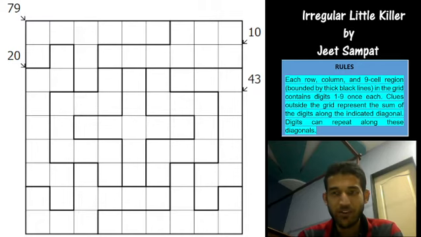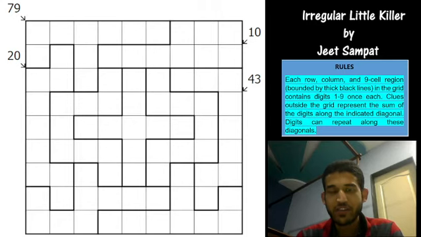I'm Kishore and today I'm going to solve a hybrid Sudoku variant. This Sudoku variant is Irregular Little Killer and it was created by Jeet Sampat. This Sudoku was posted on the CTC Discord server. We thank Jeet for allowing us to make a video on this Sudoku.